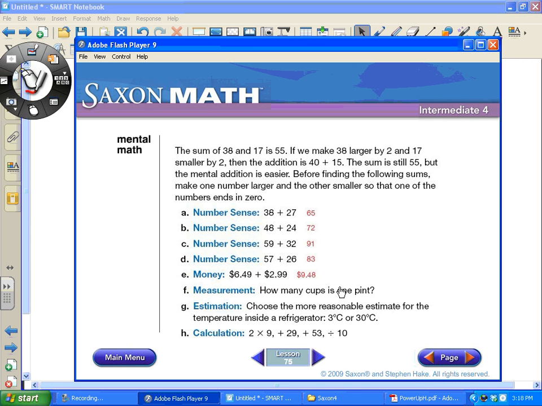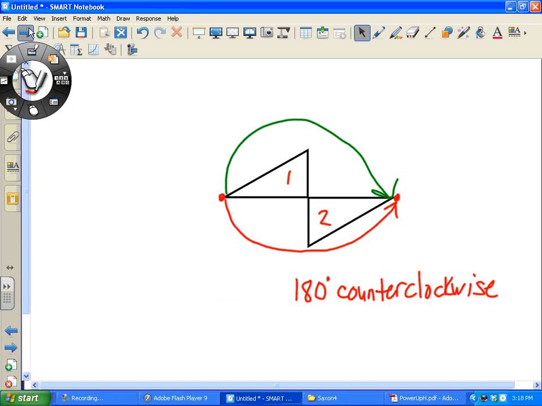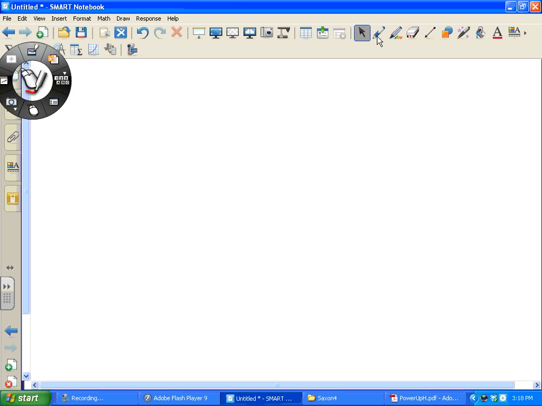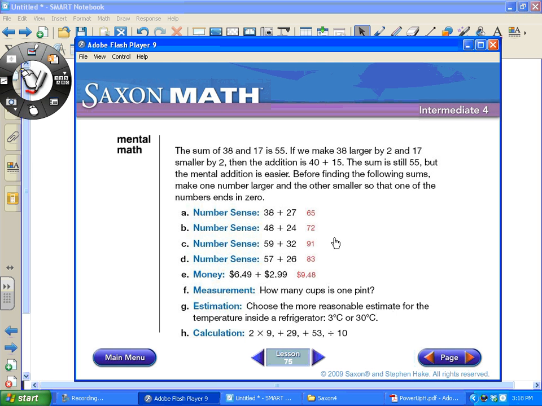How many cups is 1 pint? Well, I imagine drawing one of my people in the gallon house. One of my people looking out the window, and I know each little person has 2 eyes, okay? 2 cups, and that's the answer. 2 cups.